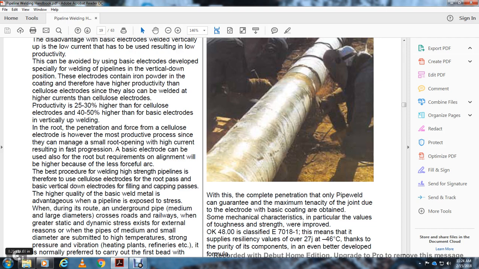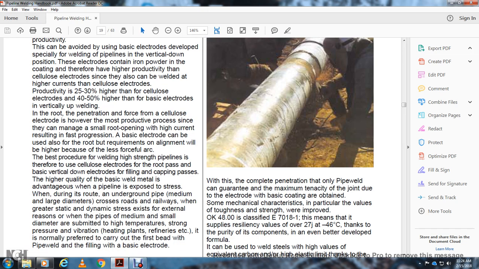Basic electrodes can be used for the root pass, but because of the less forceful arc, the procedure for welding high-strength pipeline is therefore cellulose electrodes for the root pass, with basic vertical down electrodes for the following capping passes. The high-quality basic weld metal is an advantage for pipelines exposed to the stress of wind during route, underground pipe of medium and large diameter, roads and railways where the greatest static and dynamic stress is present, and small diameter pipes submitted to high temperature and pressure vibration, such as heating plants and refineries.